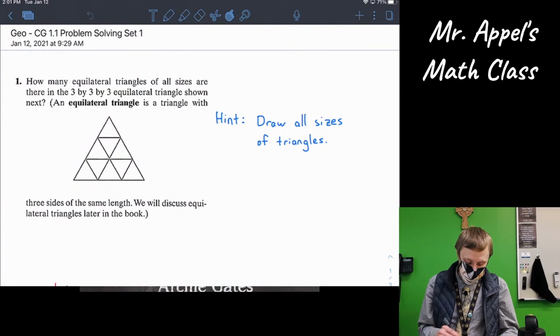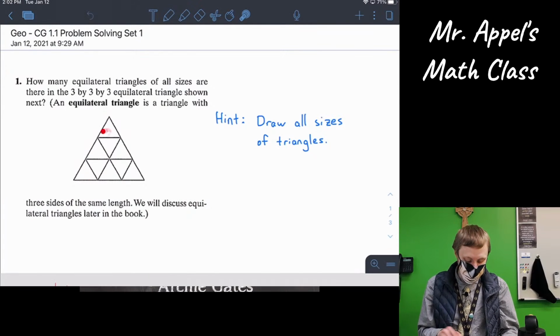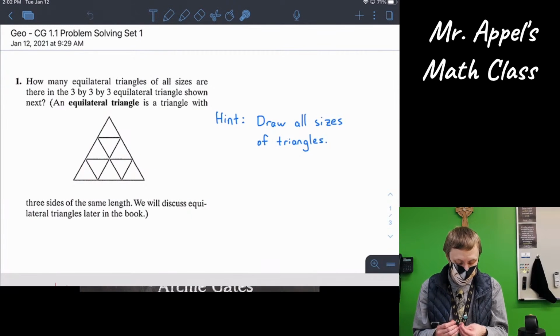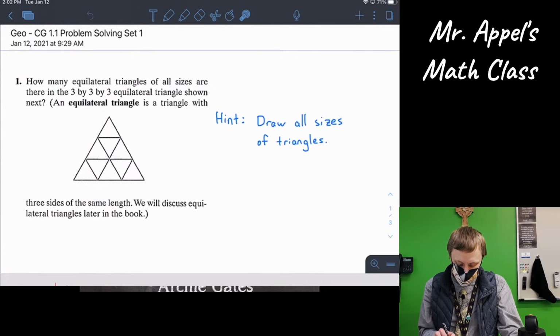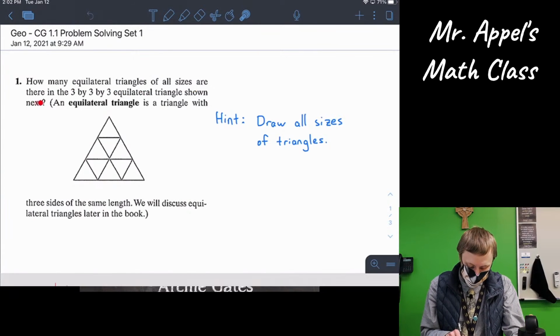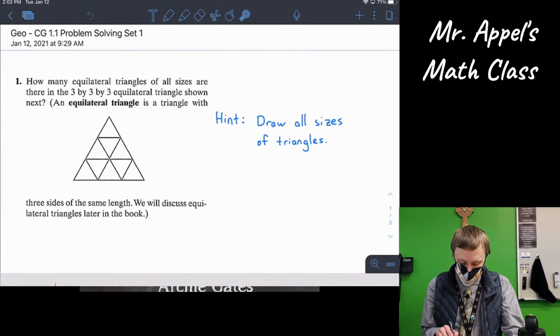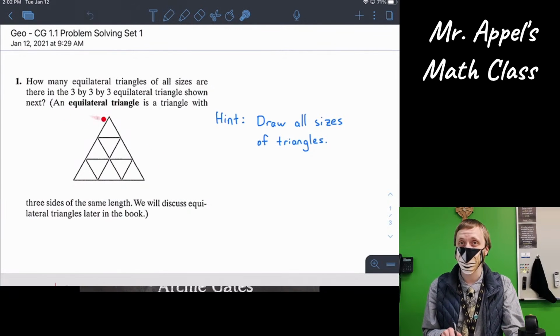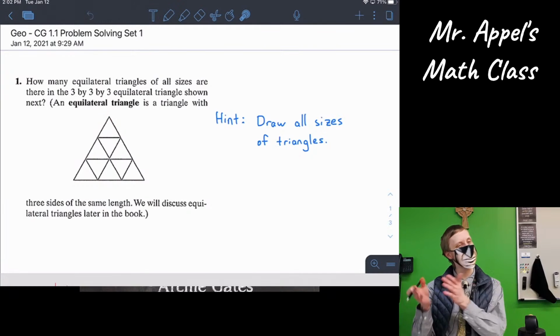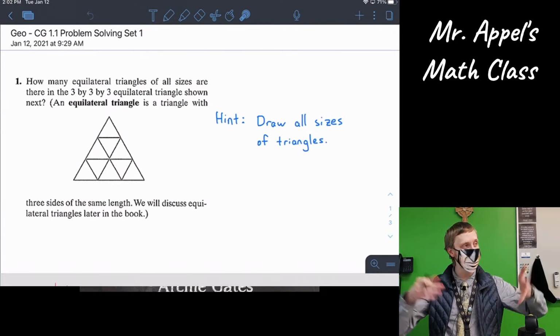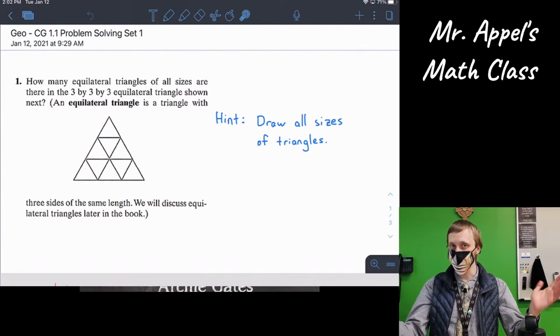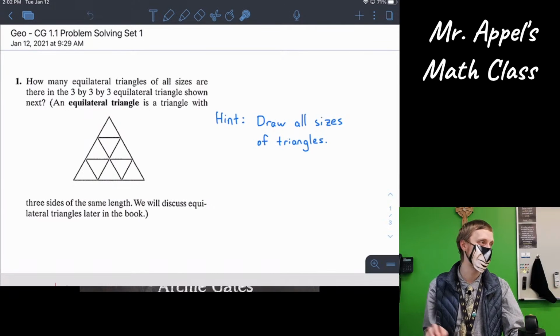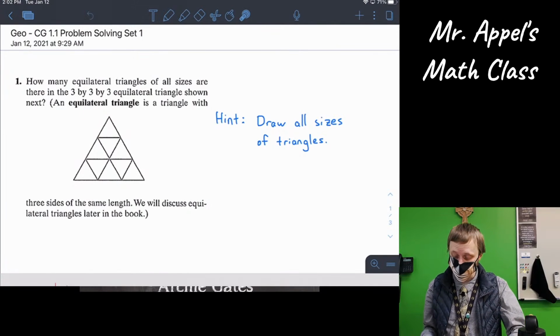We're going to start with this triangle guy here. And the problem says, how many equilateral triangles of all sizes are there in a 3 by 3 by 3 equilateral triangle shown next? Here it is. And they give you a reminder here of what an equilateral triangle is. So remember, this is the very beginning of a full geometry text. They haven't formally introduced the definition of equilateral triangle yet. So there's a nice reminder for us.